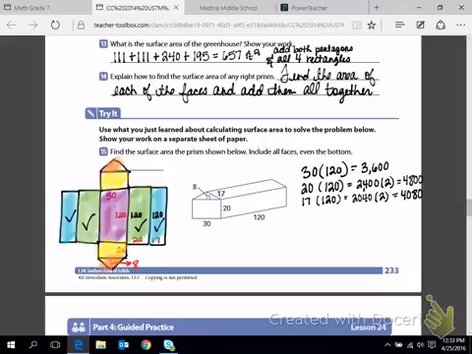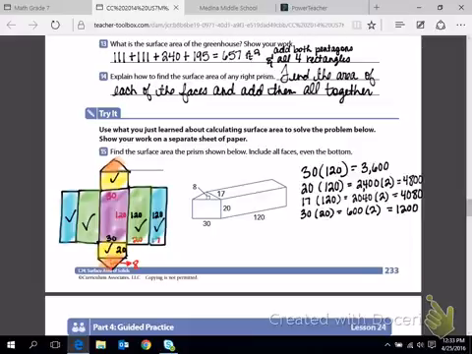Now we're going to focus on the base. Now the base is a pentagon, but that pentagon can be broken down into a rectangle and a triangle. Your rectangle will be 30 by 20. Which is 600. And again, we have two of them because the bases are the exact same. So when we multiply that by 2, we'll have 1,200.